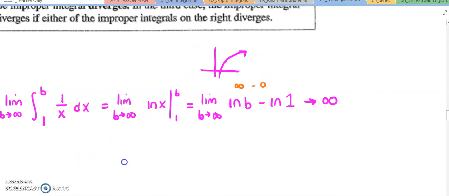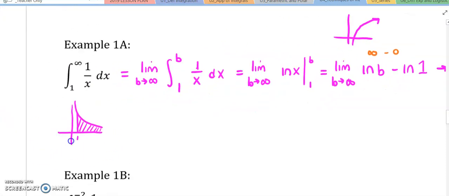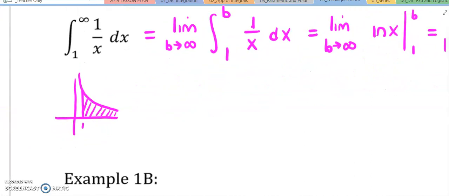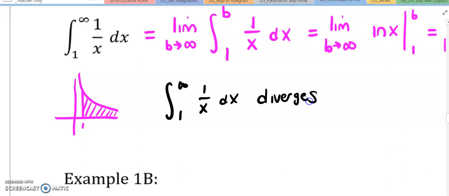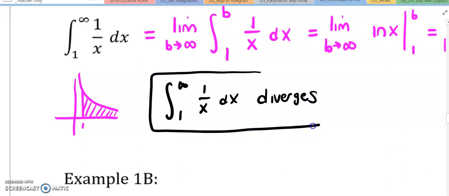in infinity. That means the area under this curve right here is infinite, and so our conclusion that we want to write here is that the integral from 1 to infinity of 1 over x dx diverges. That's what our final solution needs to be for this: it's going to diverge.